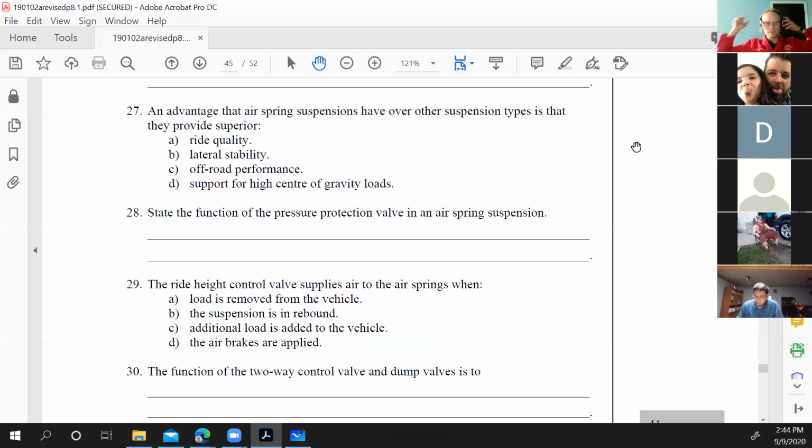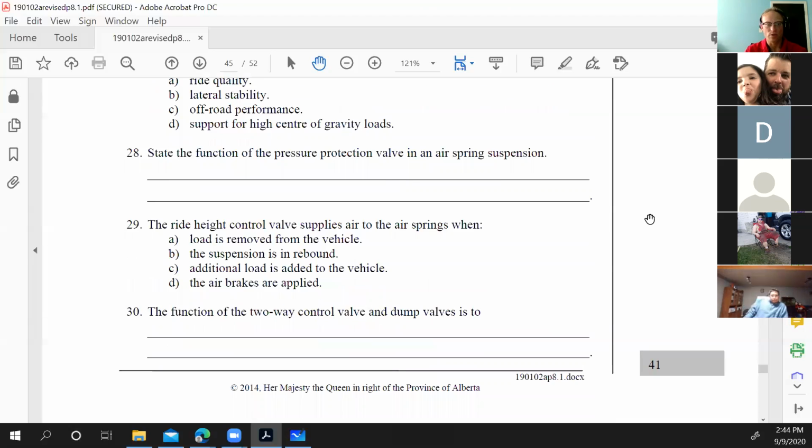Ride quality is what we're looking for, okay? Any of these other three, lateral stability, off-road performance, and support for high center of gravity loads, all three of those are some of the slight disadvantages with air ride.